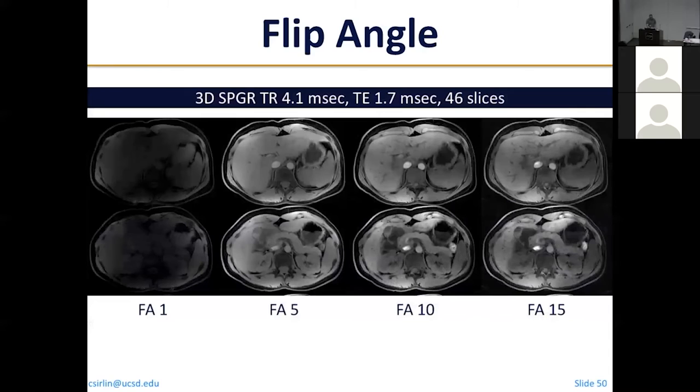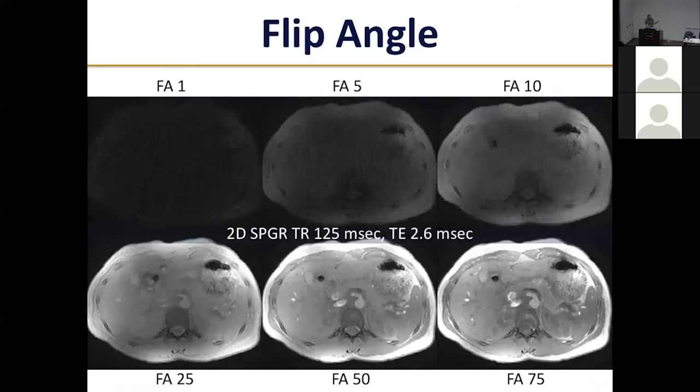This is the same exact phenomenon, but now with a different sequence. Before I was showing you a two-dimensional sequence; this is now a three-dimensional sequence with a TR of 4.1 and a TE of 1.7, in case you care. And these are now the flip angles 1, 5, 10, and 15. One thing to appreciate is that with three-dimensional sequences, we typically use short TRs. This is 4.1 milliseconds. With two-dimensional sequences, we usually use longer TRs. This one, for example, is a TR of 125.